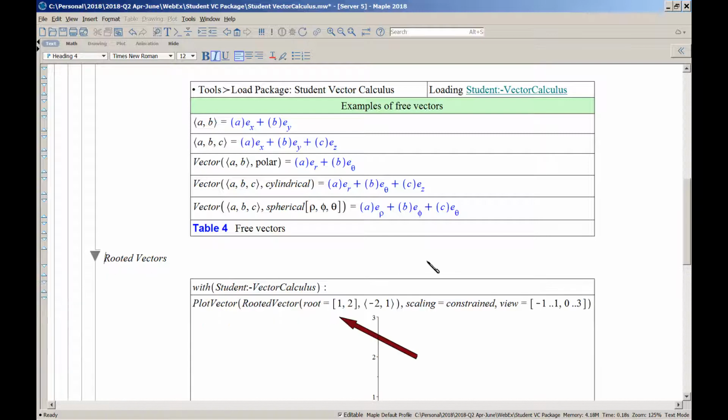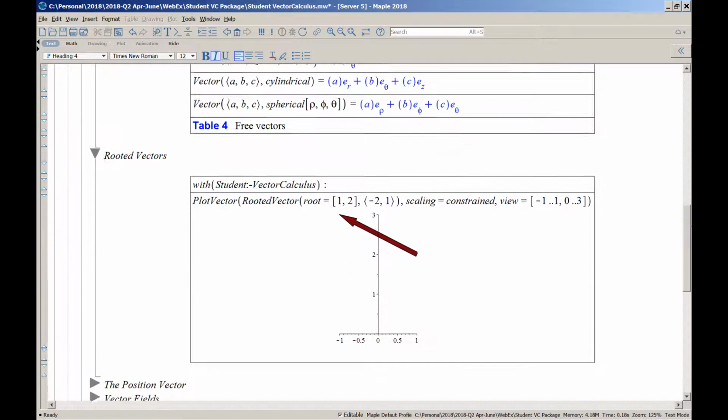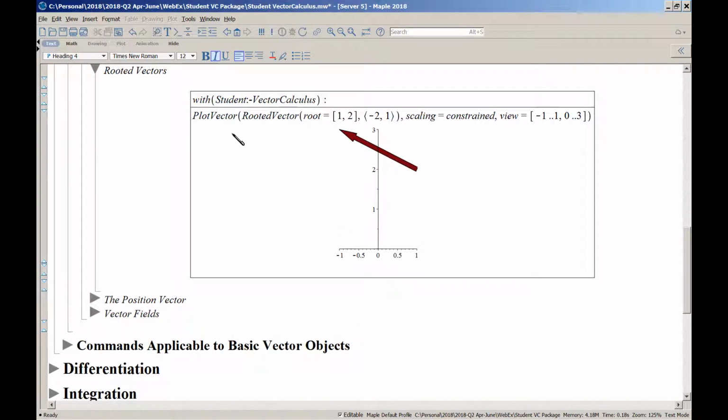Then the rooted vector. Here's a picture that shows you what the rooted vector command does. There is a PlotVector command, which we have listed below under the visualization commands. It plots a rooted vector, root point (1, 2). So this is the point (1, 2). The vector has components (-2, 1), so -2, 1. This is the most convenient command in Maple for drawing vectors.